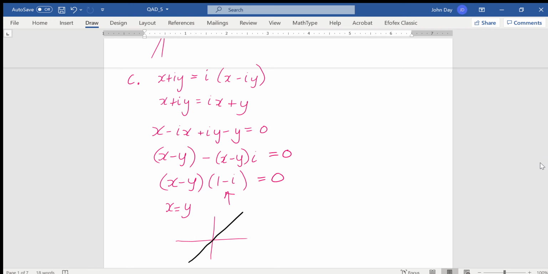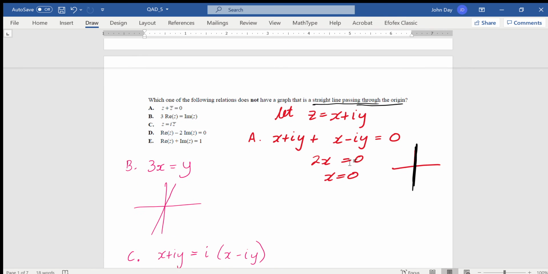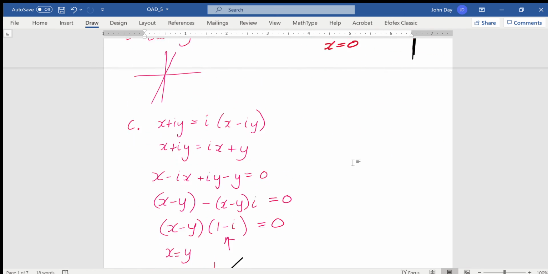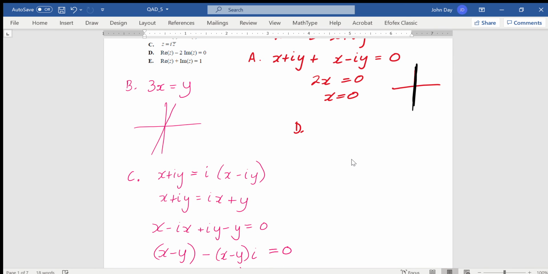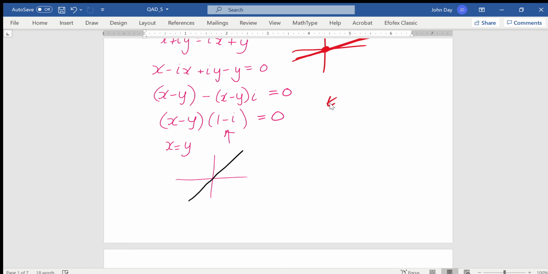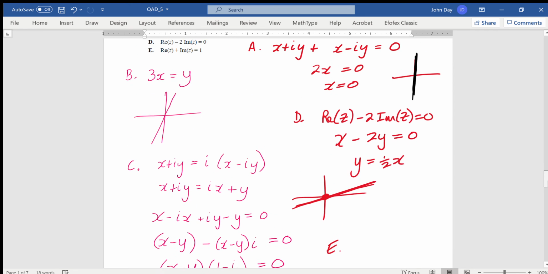I just need to scroll back up and see what else we got. Real z minus 2 imaginary z equals 0. Let's give that a go. So D, real z minus 2 imaginary z equals 0. So x minus 2y equals 0. That's actually y equals a half x. So that looks like something like that going through the origin. Yeah, that's all good. So by elimination, we know the answer E is wrong, but to humour me, let's have a look at it.